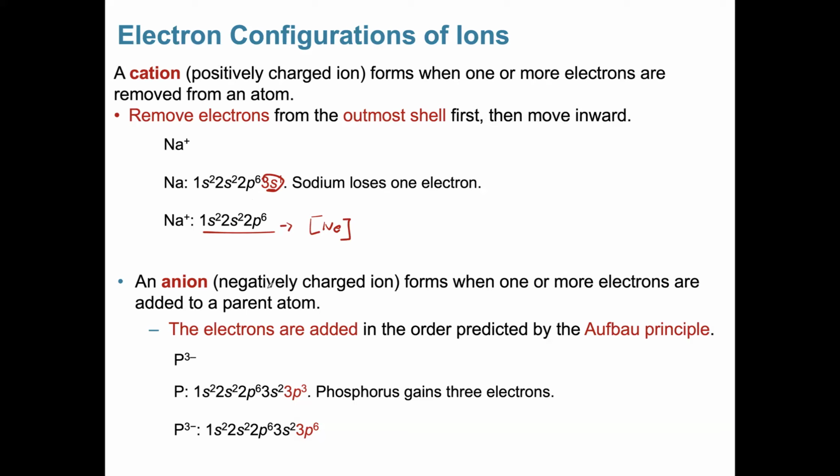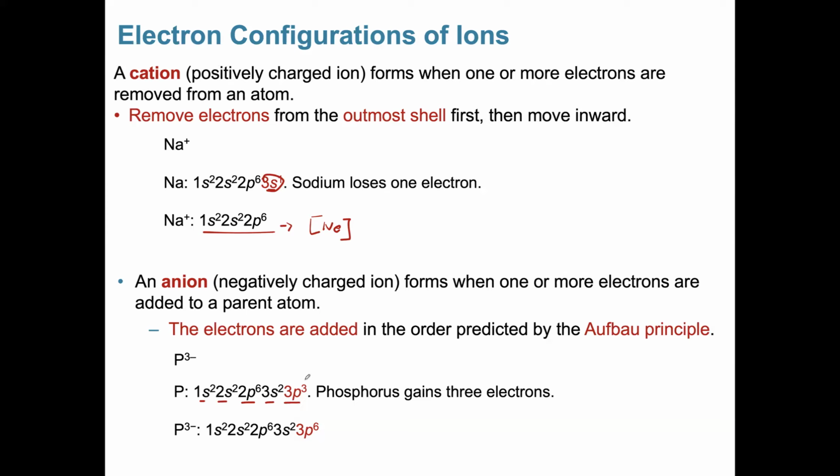An anion is negatively charged, so it forms when an atom gains 1 or more electrons. When you add electrons to form an anion, we just follow the Aufbau principle. So for example, phosphorus has 15 electrons. It has the electron configuration of 1s2, 2s2, 2p6, 3s2, 3p3. So when it forms an ion, it tends to gain 3 electrons.